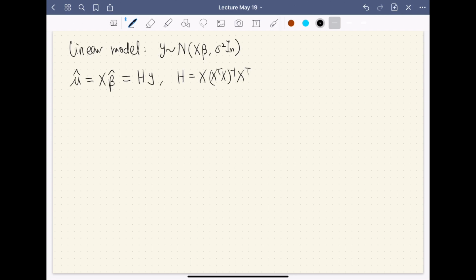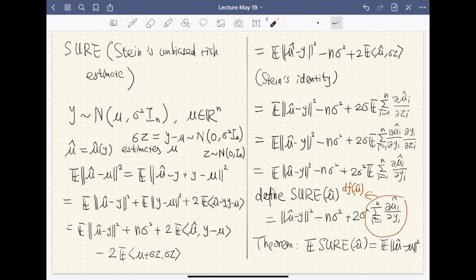Here we assume that X is full rank. You can work out the situation if X is not full rank, but the projection matrix is still well defined. Okay? And then we can evaluate Stein's unbiased risk estimate. So the first term is just y minus X beta hat. The second term is n times sigma squared. It's not interesting. What is interesting is the third term, so we need to calculate that.